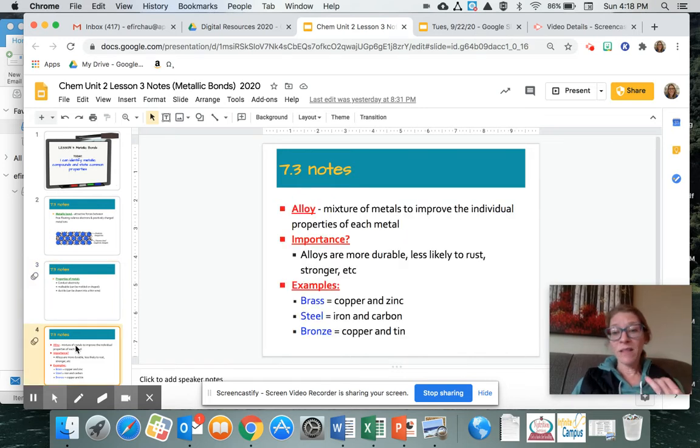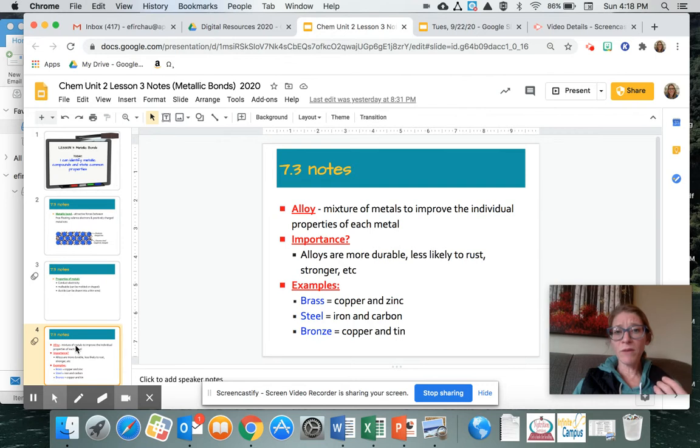Metals can form alloys. So if you've heard of alloy wheels or like chromium alloys, steel alloys, anything like that, an alloy is a mixture of metals that will improve the individual properties of each metal. So they are more durable, less likely to rust, stronger.